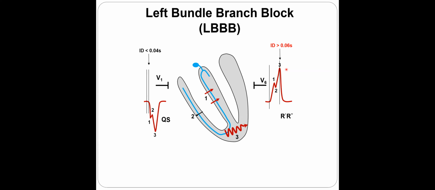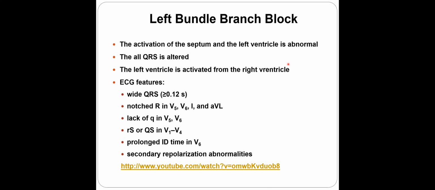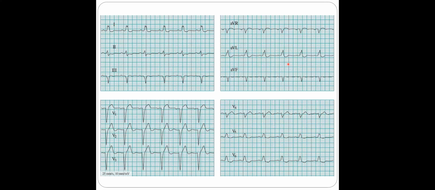And of course, the ID time now is okay because the ID time is 0 and we said that less than 0.04. And on the left side, we do have a wider R wave, a wider ventricular activation time. This is how you diagnose. Very similarly, you do see this M notched R wave on the left side and QS complex on the right side. This is how you diagnose it.